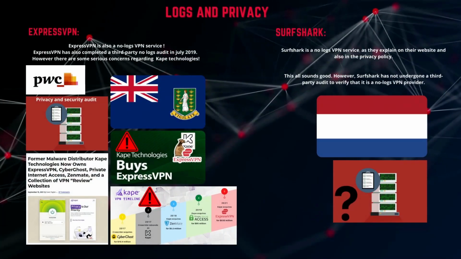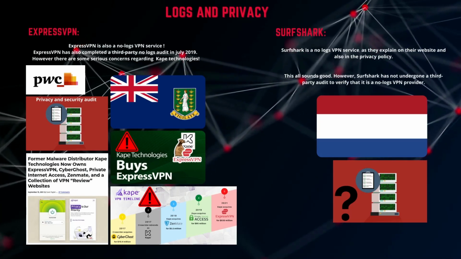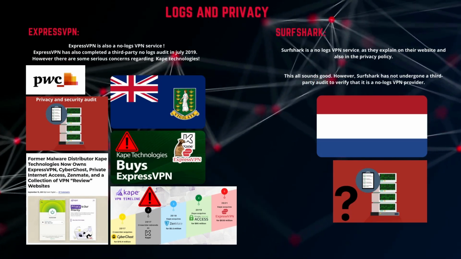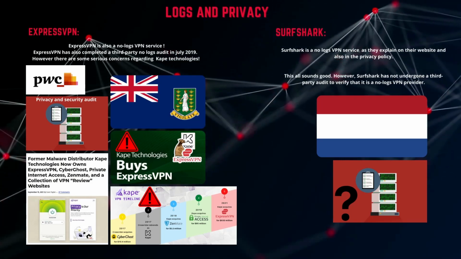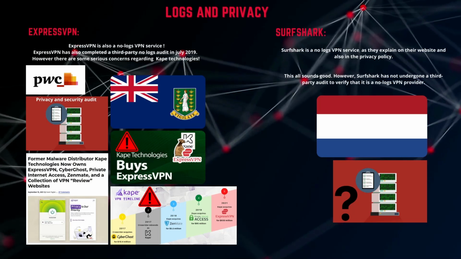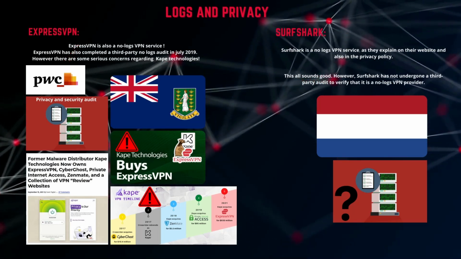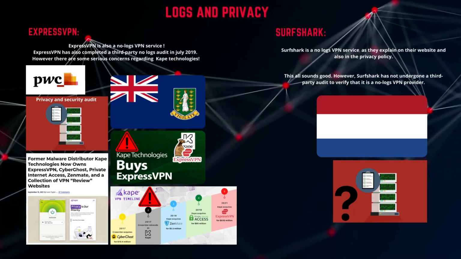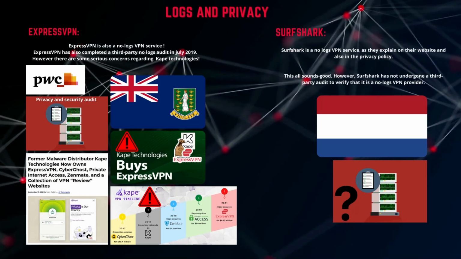Now it's time we examine both providers when it comes to logging policies and privacy. There is a major difference that makes Surfshark come out on top. Surfshark is a no-logs VPN service, as they explain on their website and also on their privacy policy page. It all sounds good, however, Surfshark has not undergone a third-party audit to verify that it is a no-logs VPN provider. Like Surfshark, ExpressVPN is also a no-logs VPN service, as they explain on their website.